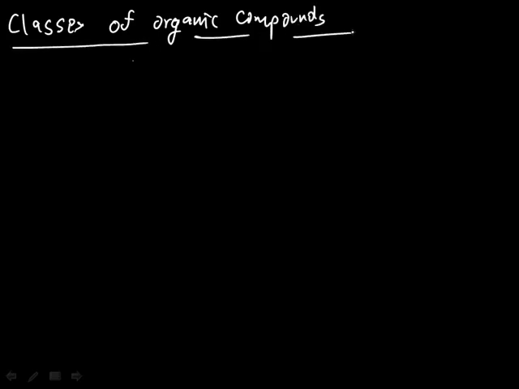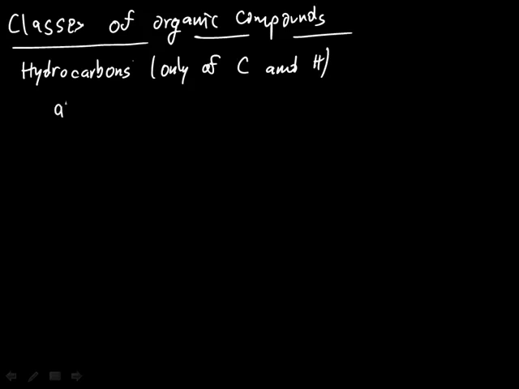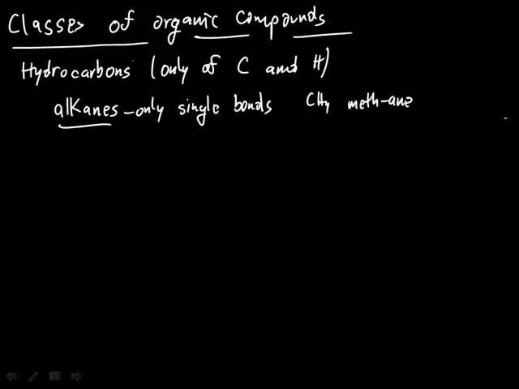The simplest organic compounds are known as hydrocarbons, and as their name implies, they consist only of carbon and hydrogen. And among them, the simplest subclass are molecules known as alkanes, which have only single bonds. The simplest alkane is methane, and methane has the suffix ane, which indicates that the molecule is an alkane.